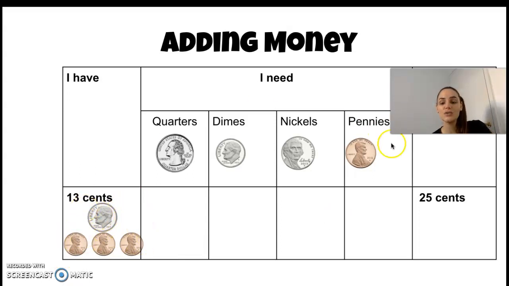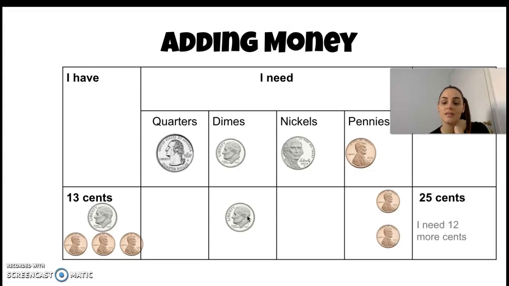And from 13 to 25, I decided to add another dime. So now I have 23. And then 2 more cents makes 25. So in total, I needed 12 more cents from 13 to 25.